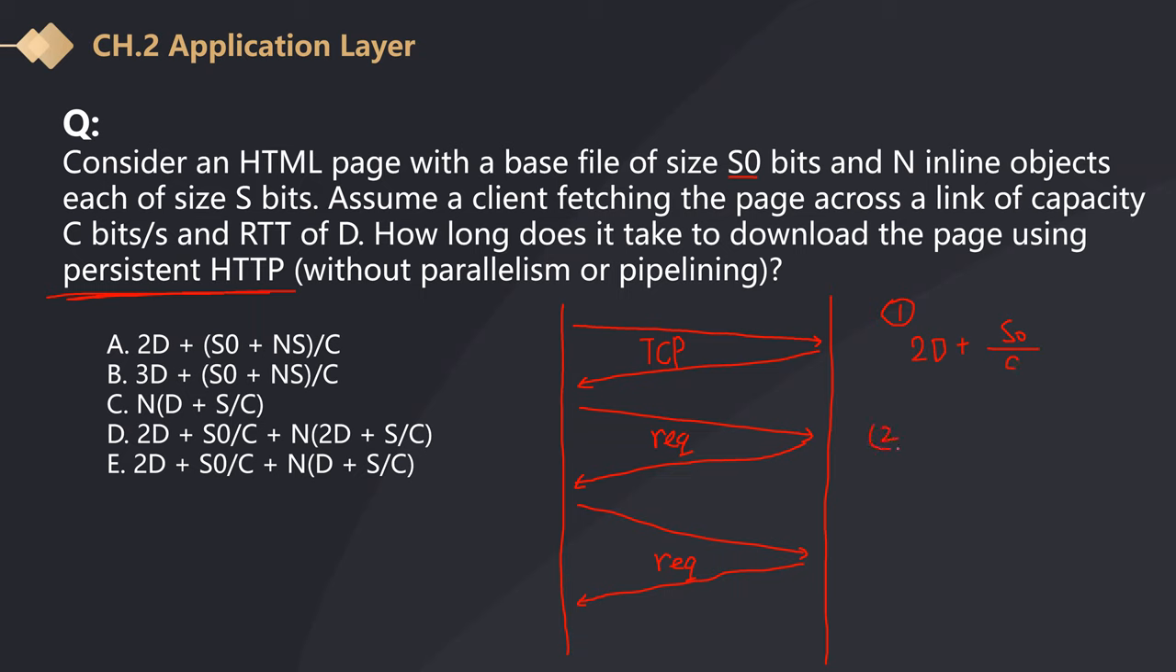But in the second stage, we are downloading the objects, let's say pictures on the web page. So do we still need to create a TCP connection? No, we don't, because we have already created it. So every time we request a picture, we just send a simple request and wait for the response. So it will be one RTT, which is D, plus the size of the picture S divided by C. And we have N pictures, so multiply by N. And finally, we just add them together and that will be the answer. Does it make sense? So all we need to know here is the difference between non-persistent and persistent HTTP connection.